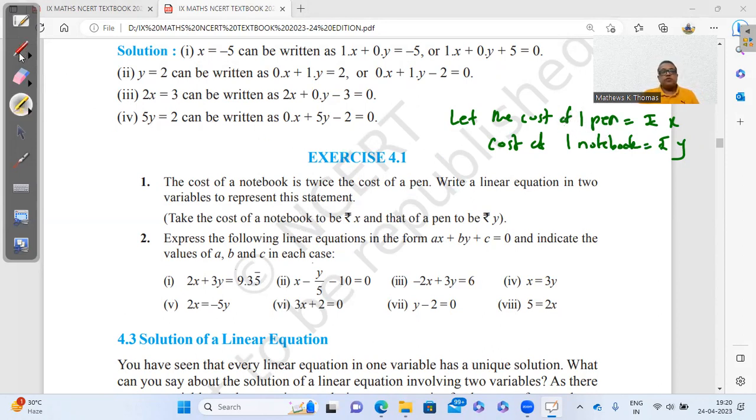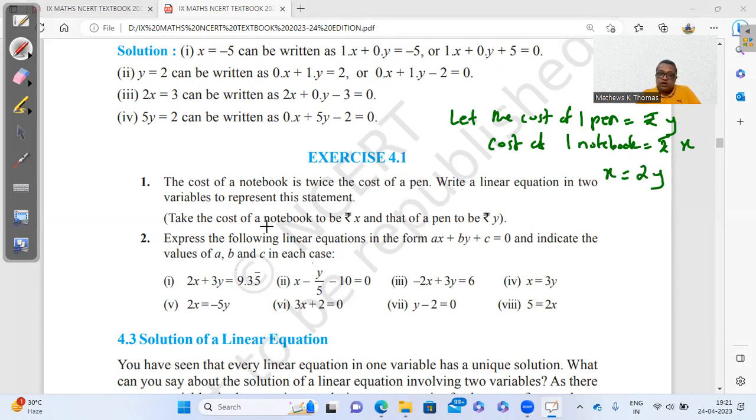So let the cost of the notebook be y and the cost of the pen be x. If I'm assuming this, the cost of the notebook is twice the pen. So y, the notebook, is equal to twice the pen. So you get y is 2x. Okay, suppose I'm taking this assumption. Suppose I am going by the book's assumption, then they have assumed the cost of the notebook as x and the cost of the pen as y. Then as per this, the cost of the notebook, that is x, is twice the cost of the pen. So what will happen? x is 2y.